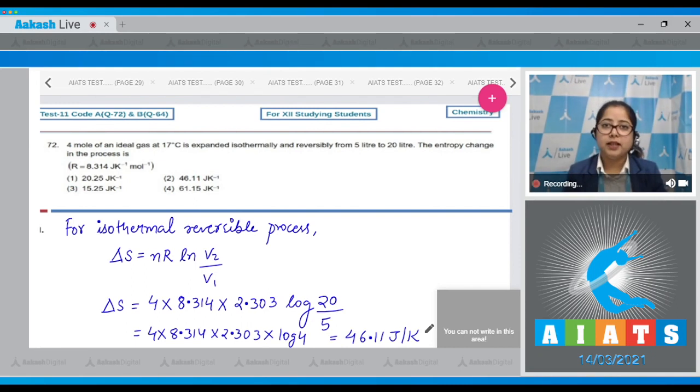Students, I have multiplied the entire terms. Please avoid using a calculator. Try and solve these questions with your pen and paper only, so that by the end of this preparation, when you will be in your NEET exam, the calculations will take less time. So you need to practice every day. So here for this question, the correct answer is option number 2.